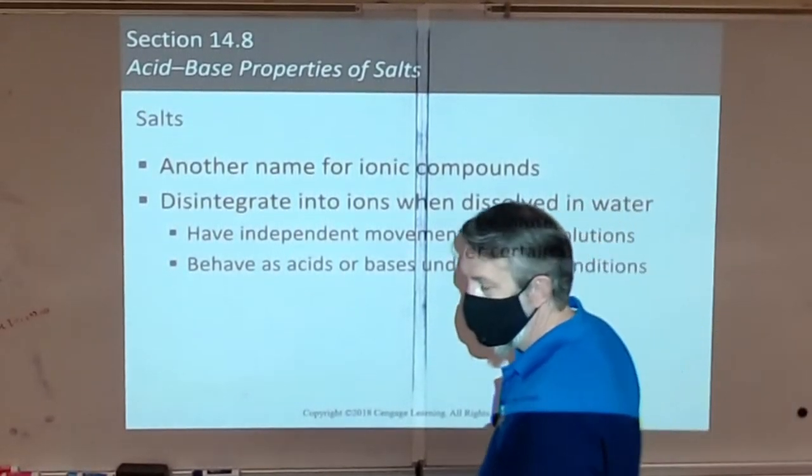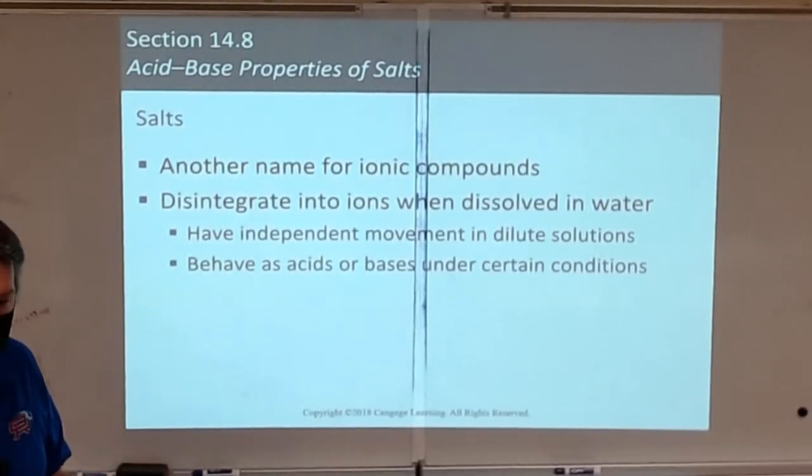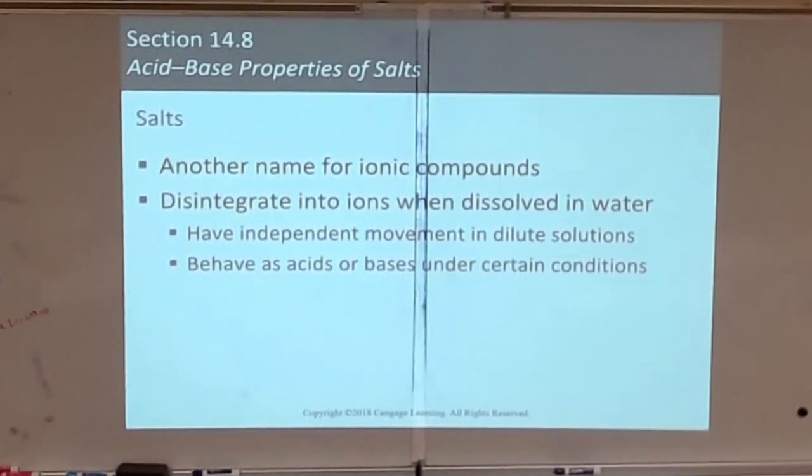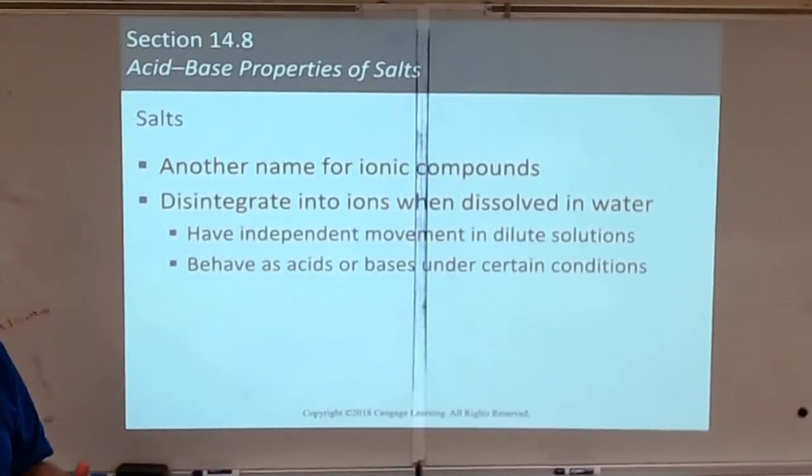This is where I want to really start strong today: the acid-base properties of salts. So you remember solubility rules? We talked about things like being strong and weak. And as you go through looking at salts, as salts dissociate in water, they also have properties of acids and bases because of how they might react with those hydrogen ions or those hydroxide ions. Salt is just a name for an ionic compound that disintegrates into ions when dissolved in water. These have independent movement, and this is the key. In the context of this unit, they can behave as acids or bases under certain conditions.